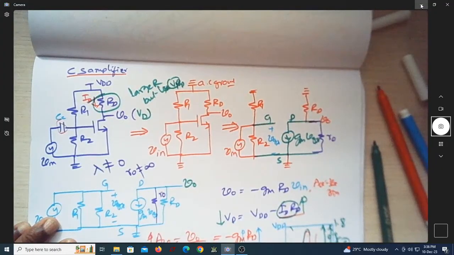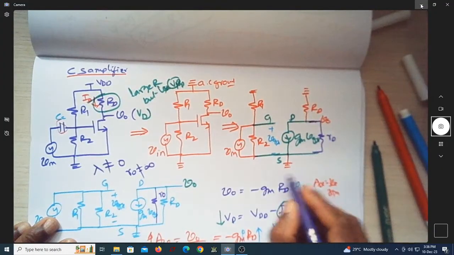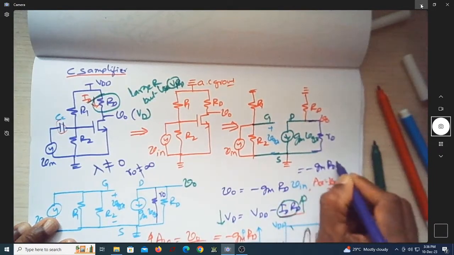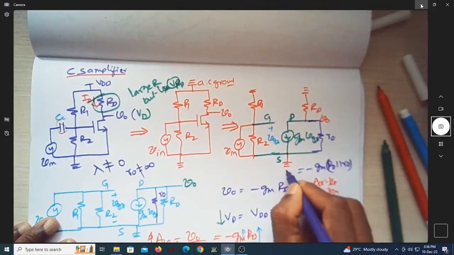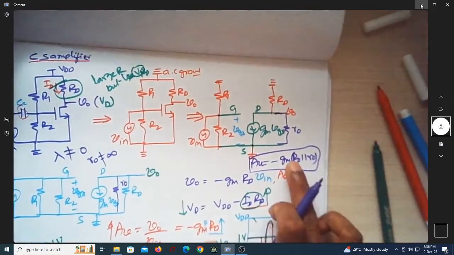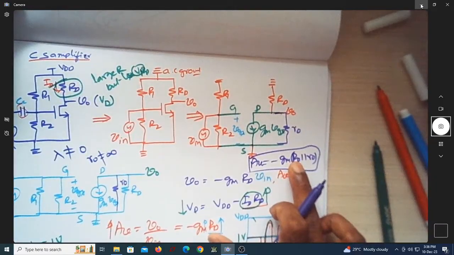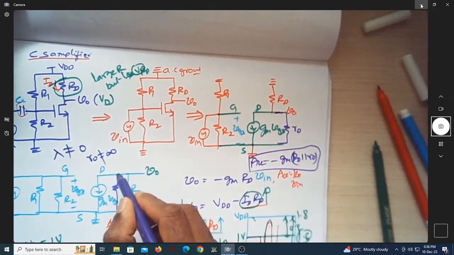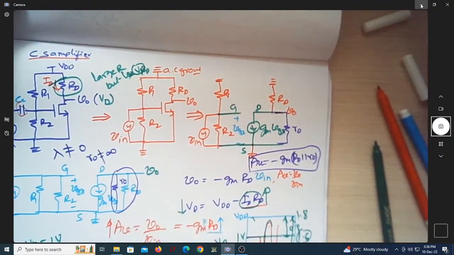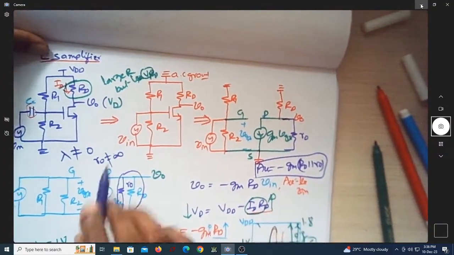So what does my gain equation become? The gain equation will become AV equals minus gm into RD parallel R0. So this is my AV. Instead of having only RD, I will have R0 also coming into the picture, because this parallel combination is nothing but R0 in parallel with RD.